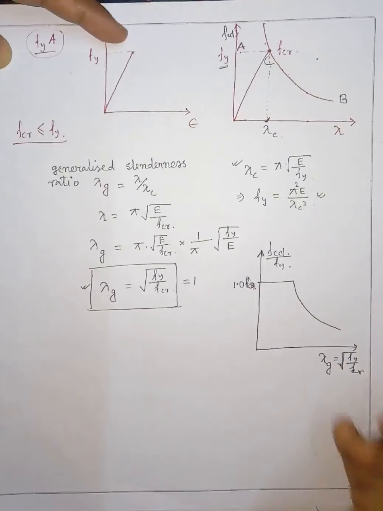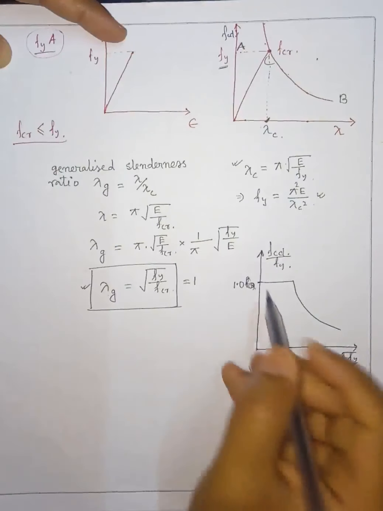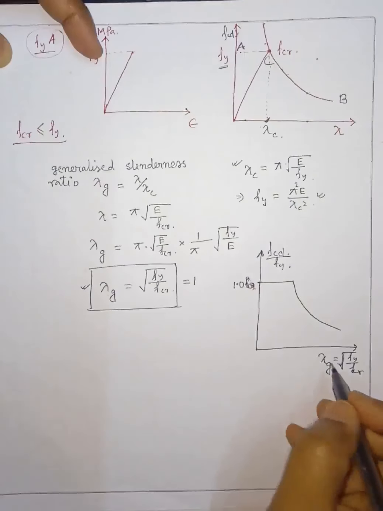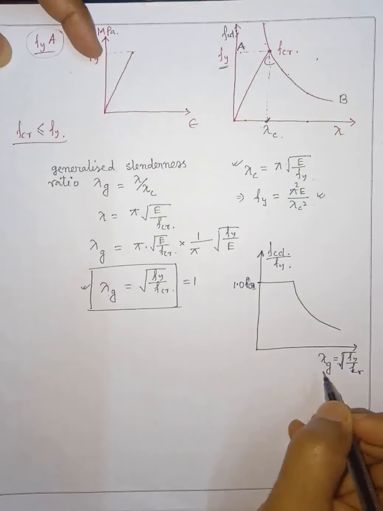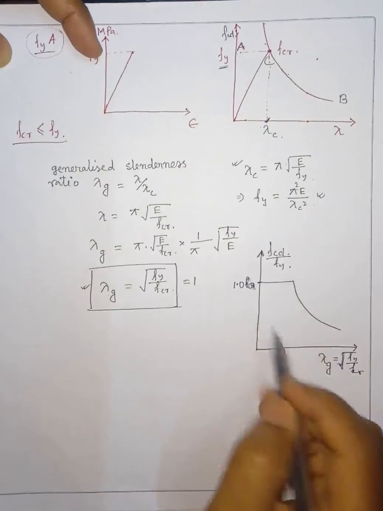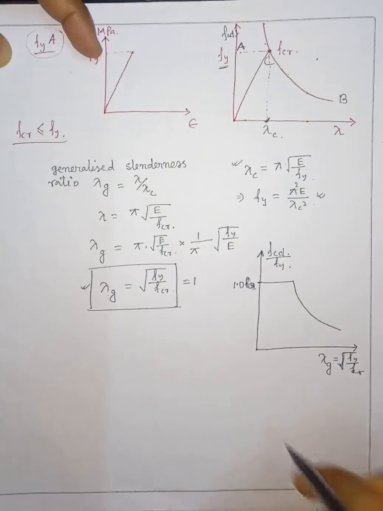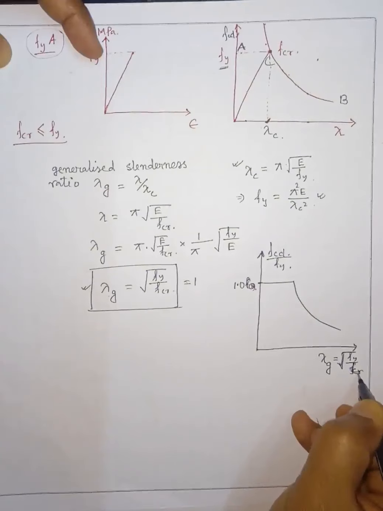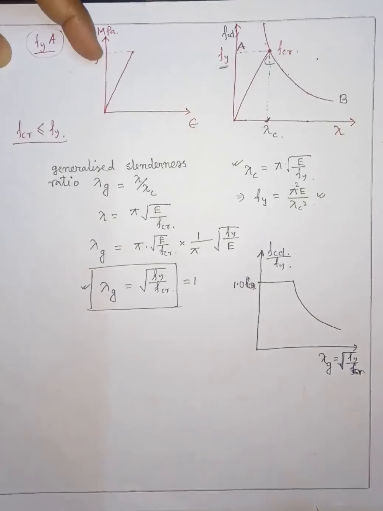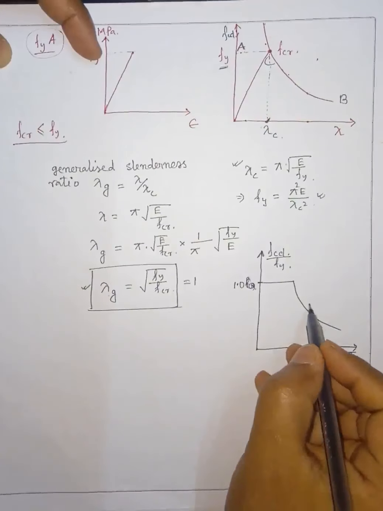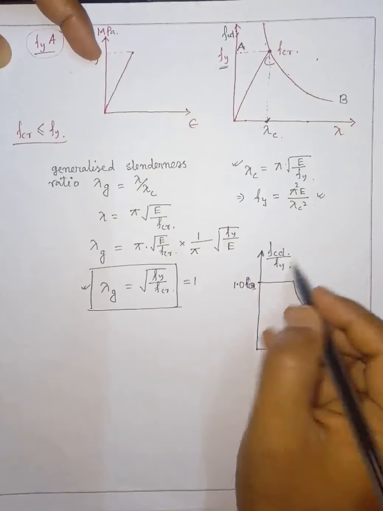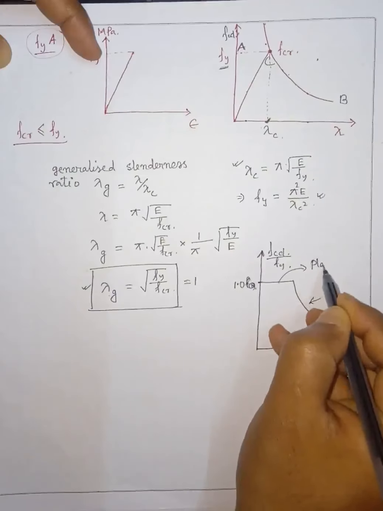So for any compression member, we have to find the strength from this relation, from this curve, using the graphical method. FCR, okay, so it is the elastic buckling curve, and this point is the plastic point, plastic limit, plastic zone.